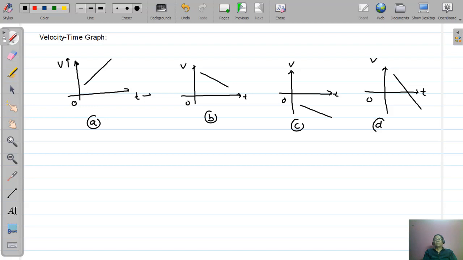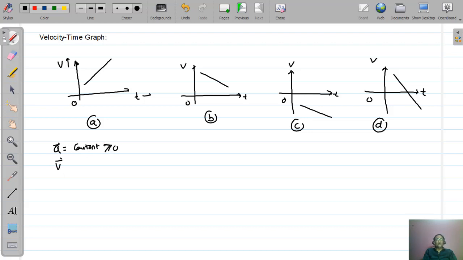We take first graph A. In graph A, the velocity time graph is a straight line. If the graph is a straight line, that means acceleration is constant. It means velocity is changing equally in equal intervals of time. And here we see that velocity is increasing with time. a equal to constant and it is greater than 0. It is positive. That means in positive direction.